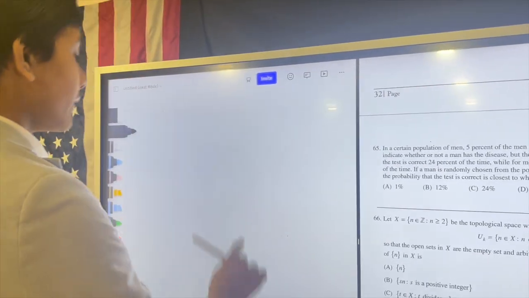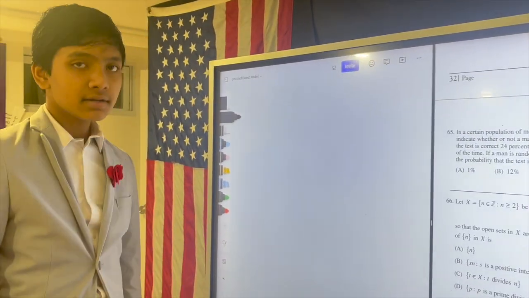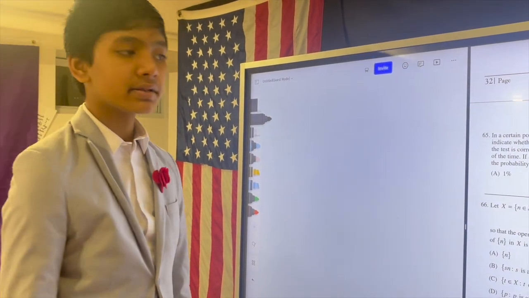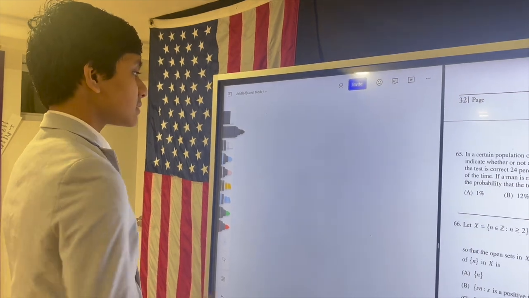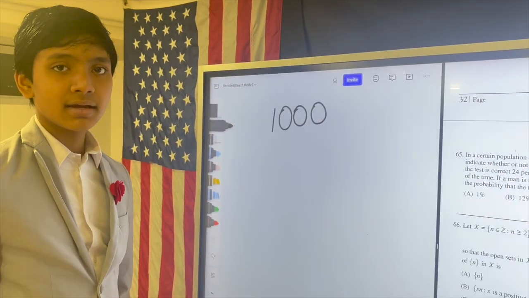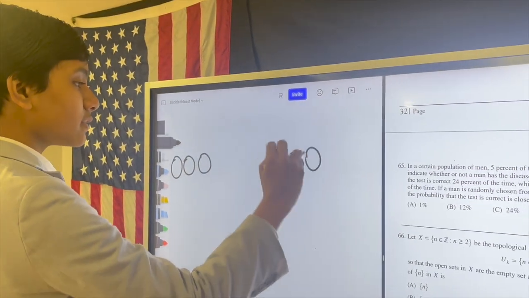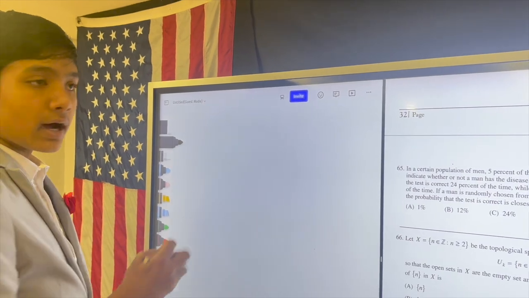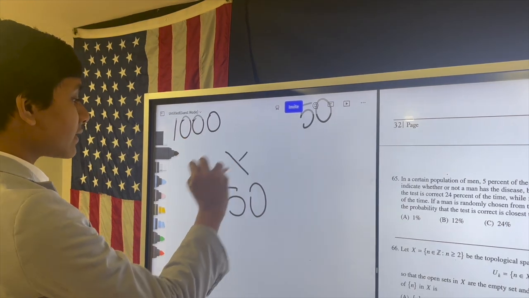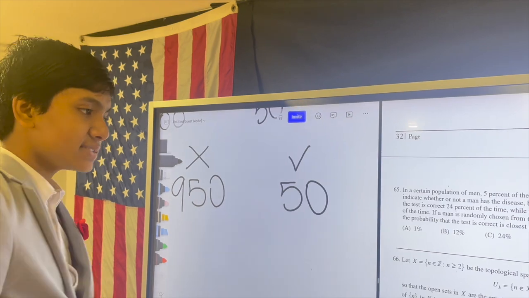Okay, so anyway, what to do in these conditional probability problems, when you don't remember the Bayesian probability formula, is to just assume there were 1,000 men in our population. 5% of these men is, of course, equal to 50, which means that of our entire population, 950 people do not have the disease, while only 50 do have the disease.